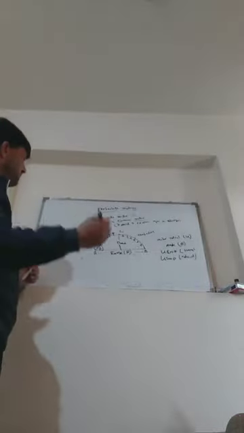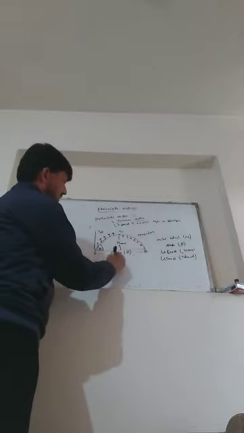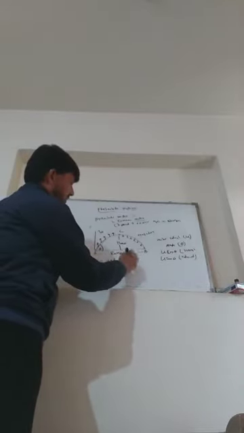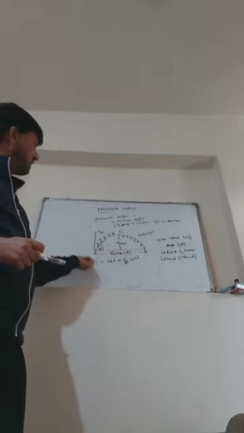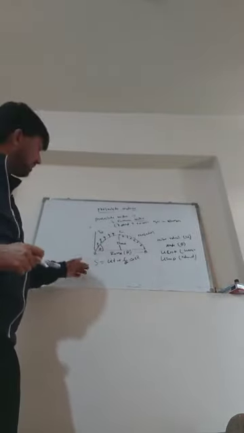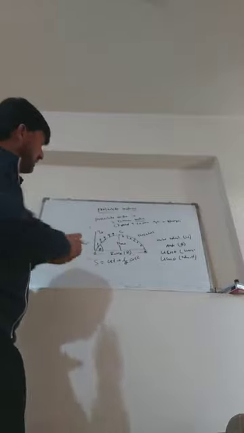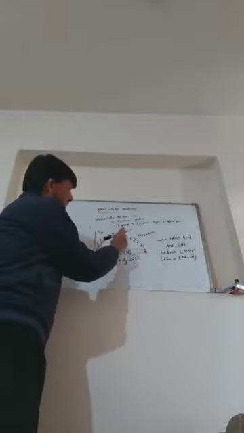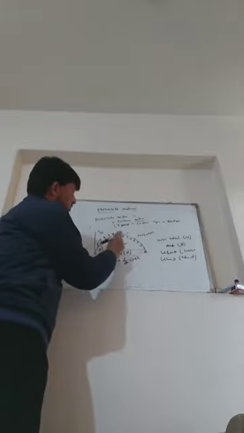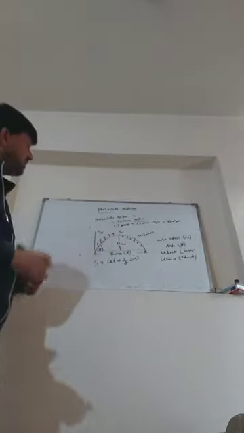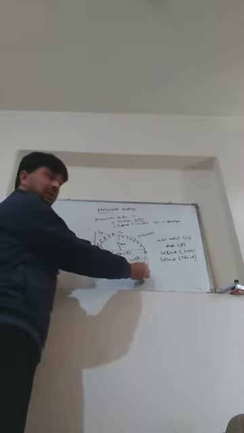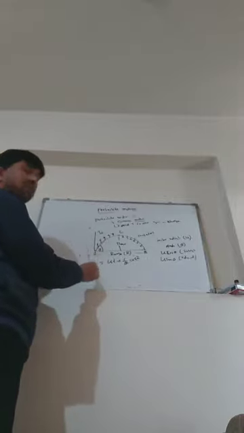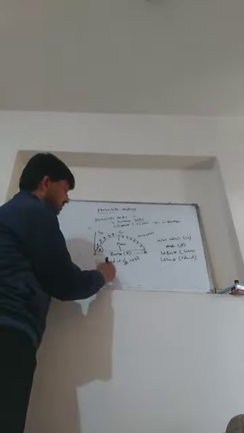We know the equation of motion: S is equal to ut plus 1/2 at square. Here S is the vertical distance. I am taking the vertical component because time of flight is determined by the vertical component. S means the distance covered in the vertical direction. The body was initially at point A on the ground, and it again reaches point B on the ground. That means the distance covered in the vertical direction is 0. S is equal to 0.